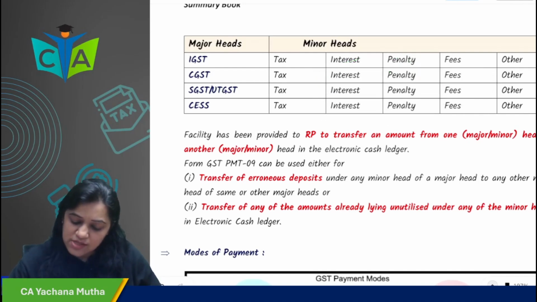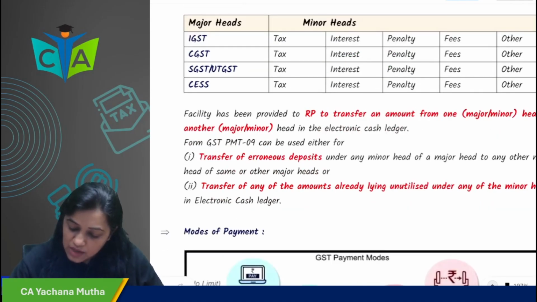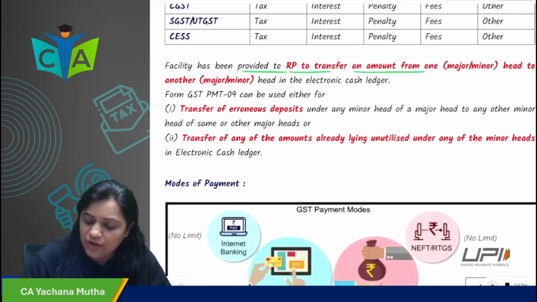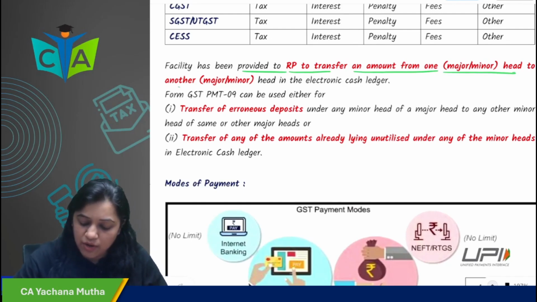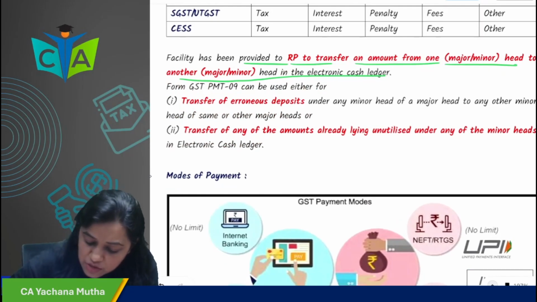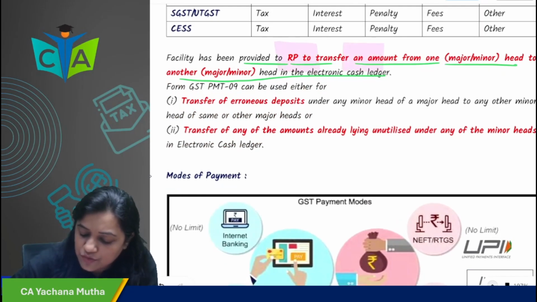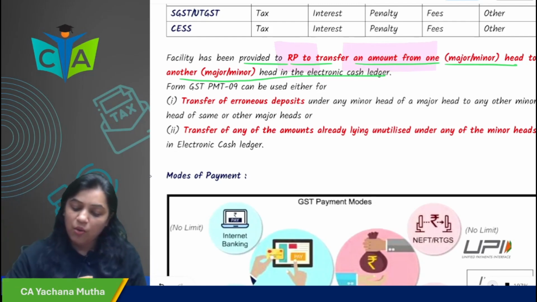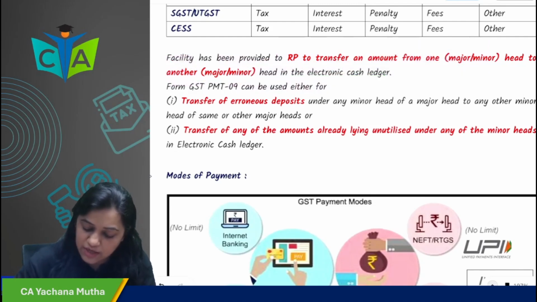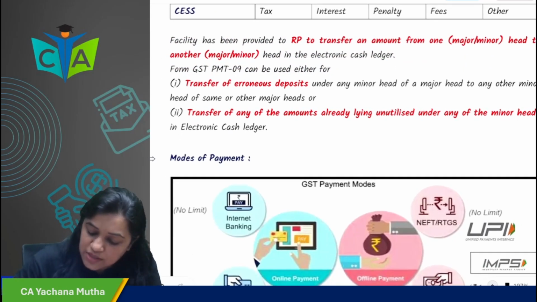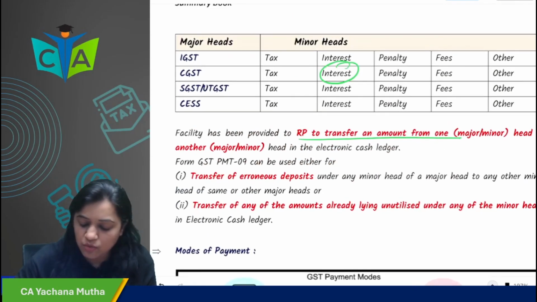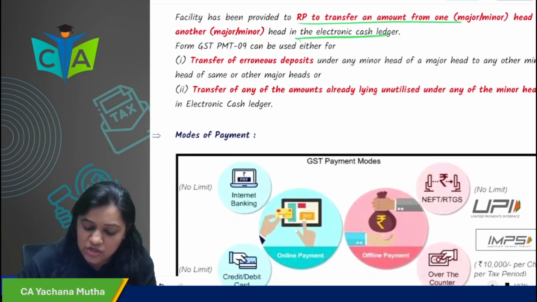Okay. So whatever amount is lying unutilized, the facility has been provided to the registered person to transfer an amount from one major minor head to another major minor head in the electronic cash ledger. So what is the facility? The registered person can transfer the amount from one minor major head to another minor major head in the electronic cash ledger.